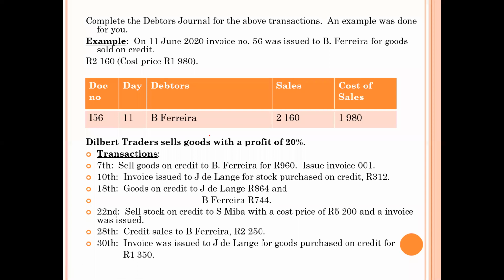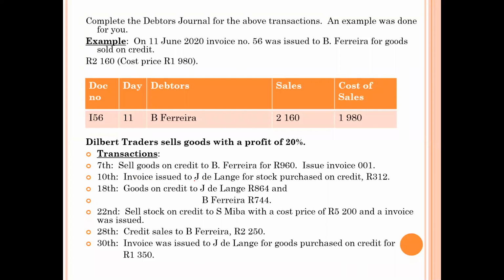Then the next transaction is on the 10th. Invoice issued to J. De Lange for stock purchased on credit 312 Rand. Okay, so let's look what is the information. We've got the date. We know it's an invoice. And remember now, they will always give you in the first transaction the invoice number. Like in this on the 7th, they told you invoice 001. And then you must know that you need to continue with the next invoice number. So now we're going to work on the 10th with invoice 002.